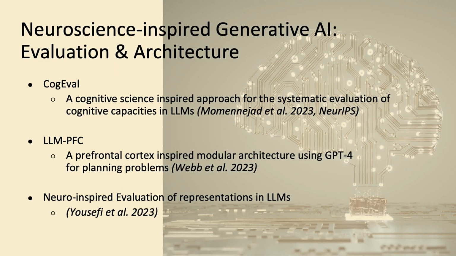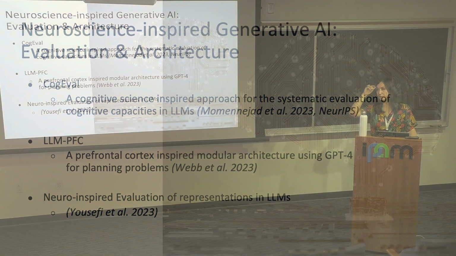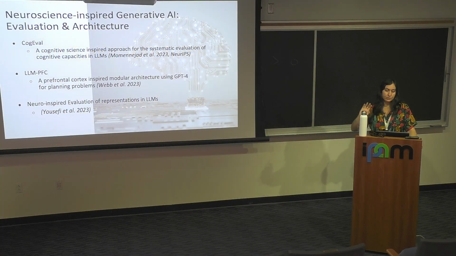So do ask questions. Just a reminder, we talked a little bit about the first thing, so I'll go very quickly through it. What are the ways in which we can use neuroscience-inspired approaches to generative AI? One aspect is for evaluation. The other thing is for architecture. I showed you last time CogEval. I will go very quickly through it for people who might not have been there.